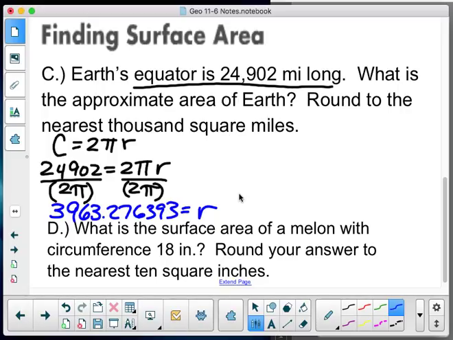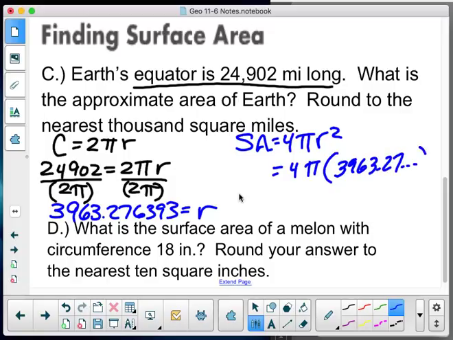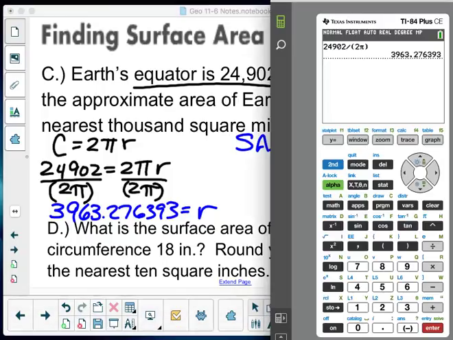So I know the equation for surface area of a sphere is 4 pi r squared. So I'm going to quickly square that in my calculator. I'm going to put in 3963.27 in my calculator and then evaluate. Okay, and they want it to the nearest 1,000 square miles. So I'm going to take that value and square it, that answer squared, times 4 pi. And that's going to give me that for my area.